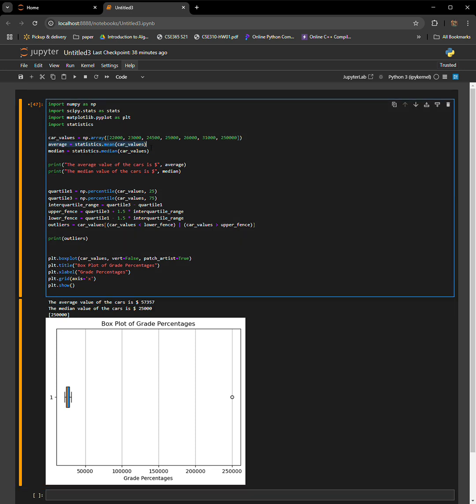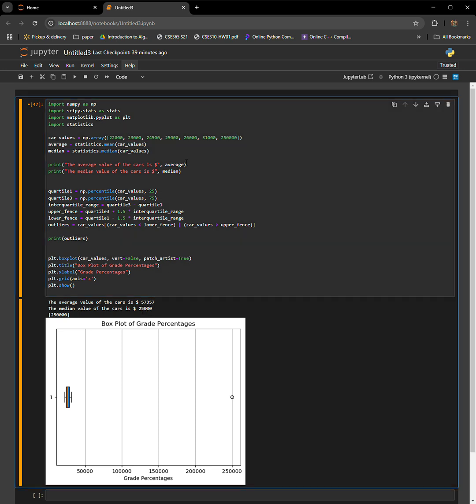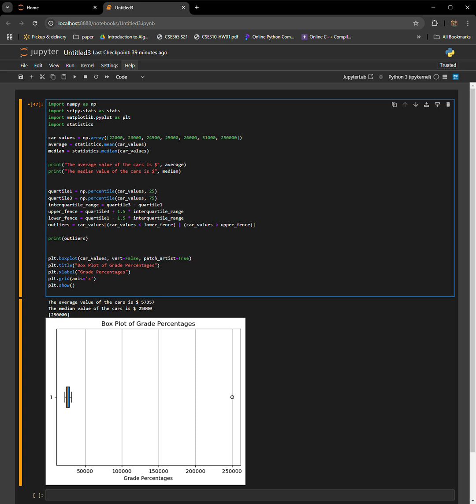you take the average using a statistics method. And that comes out to $57,357, which is much higher than any of the other values of the cars besides one member's. Then if you look at the median, which is done with this method here, you can see that it's $25,000, which gives it a more accurate representation of the group.